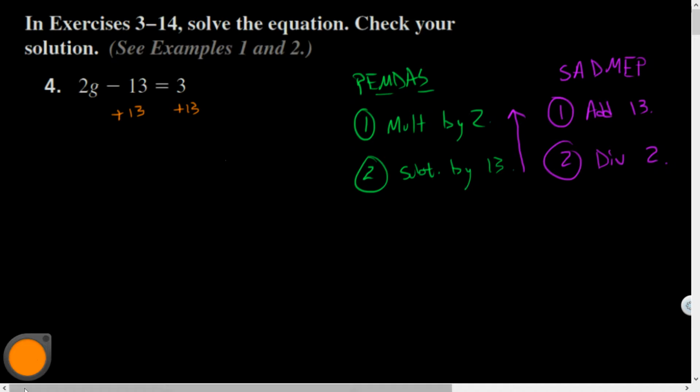So I do it to both sides. That is the addition property of equality. Add prop equal.